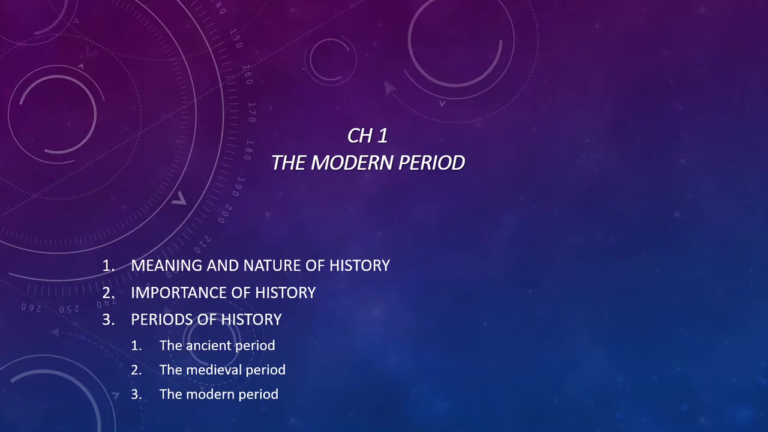Today we will study chapter number 1 of history, that is, the modern period. The modern period began in the 18th century. In that, our first point is meaning and nature of history.